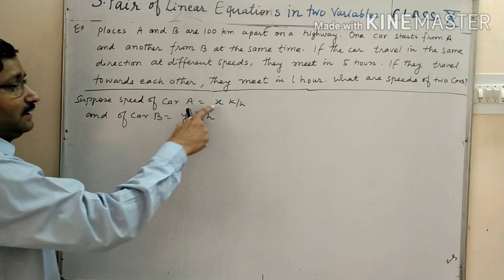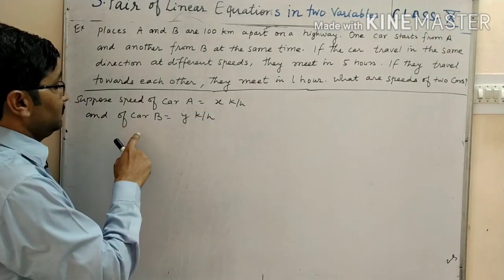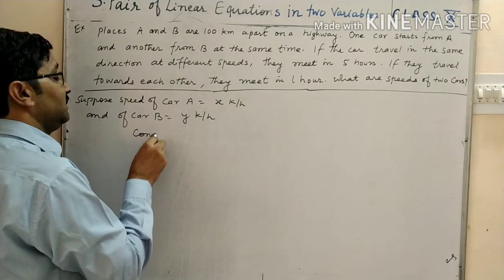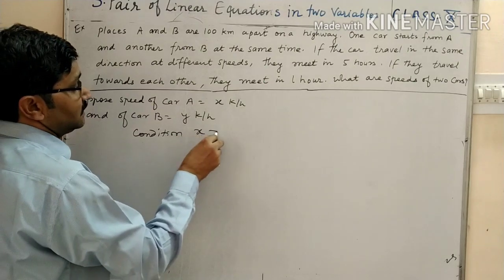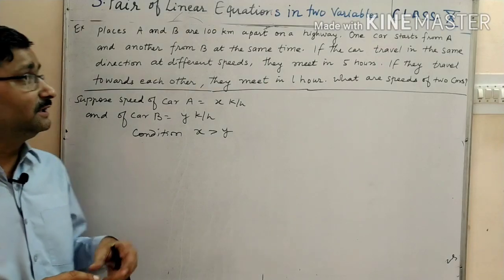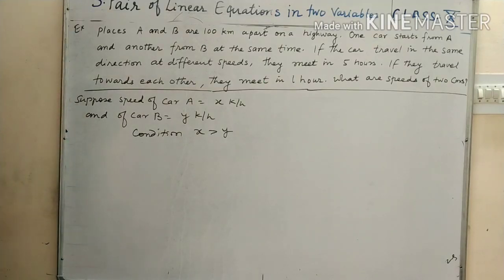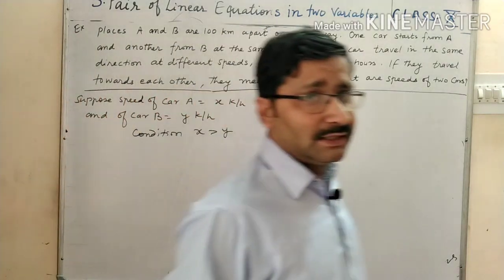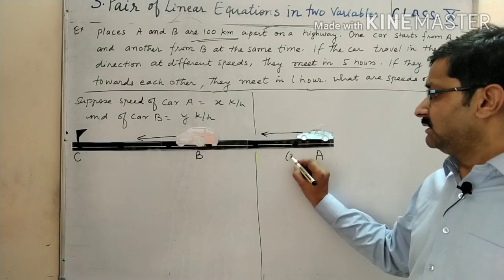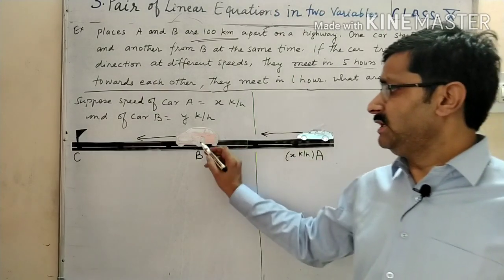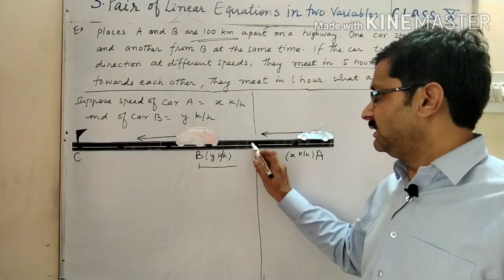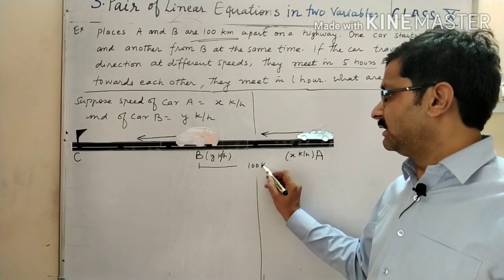Suppose the speed of car A is x km per hour and the speed of car B is y km per hour. Here the condition will be x is greater than y. The speed of car A will be greater than the speed of car B, then only car A will meet car B. The distance between these two cars is 100 km.